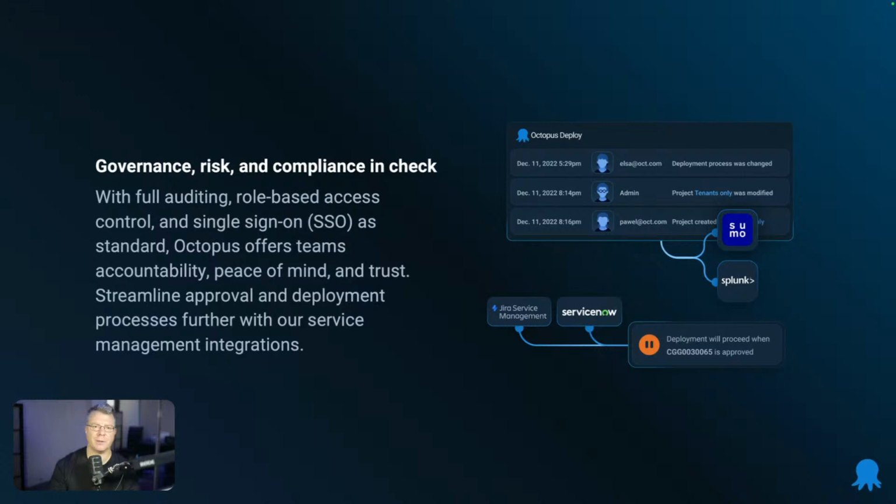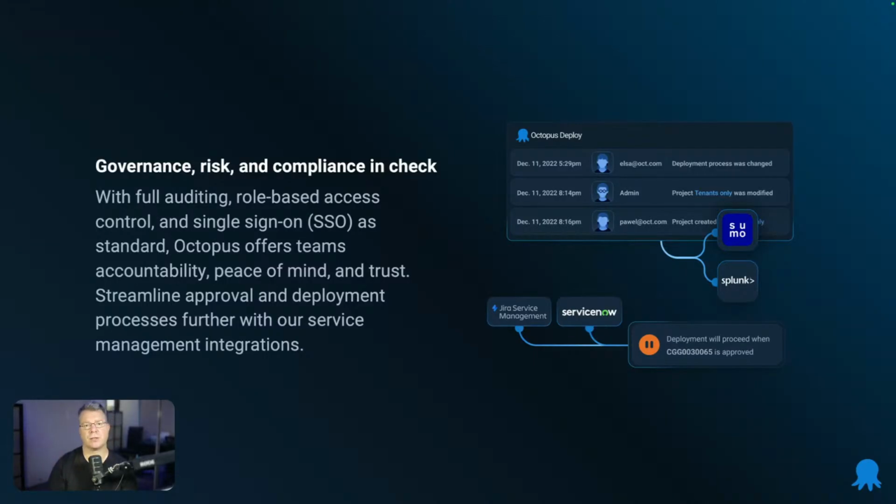Another built-in capability, of course, is that when you're doing deployments with Octopus, you often want to trace when a deployment happened, who executed the deployment, things like that. That's called governance. That's called risk management. And compliance is a really, really important thing, especially as organizations grow and they do things like auditing. Octopus provides accountability across the board.